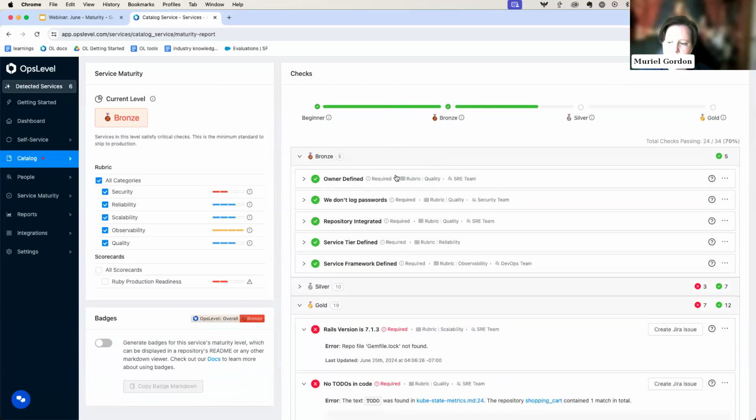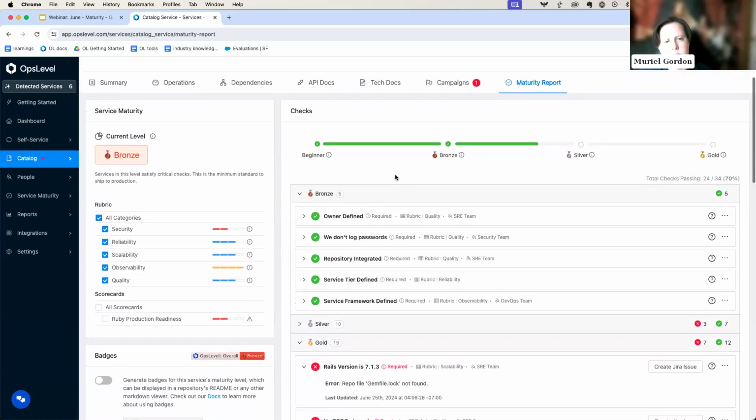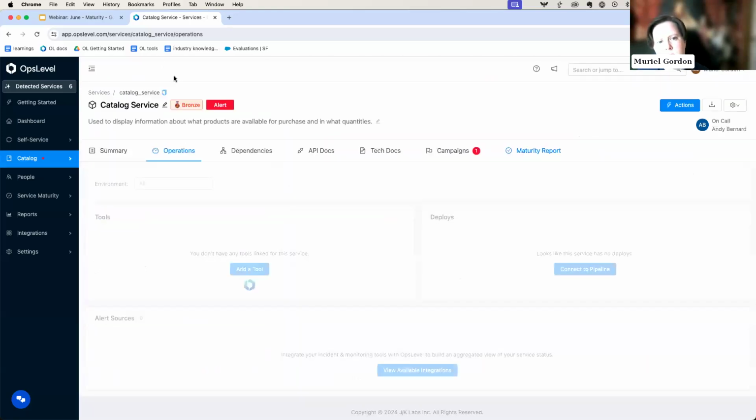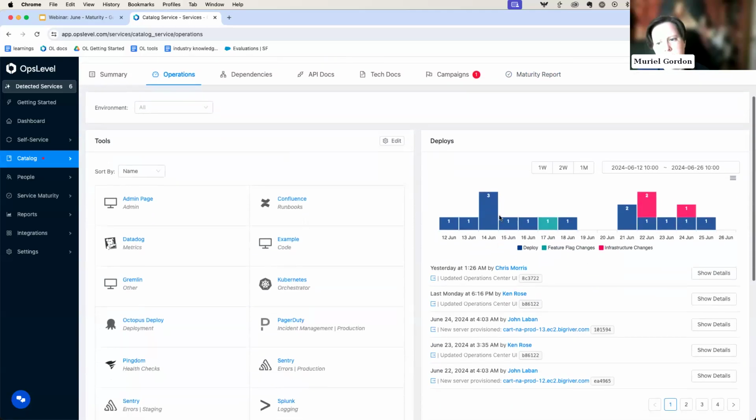The second line of defense, I would say you can do things like build checks based off of deploys. So if you have deploys being sent into OpsLevel, you can build a check around, has not received deploy in X many days.